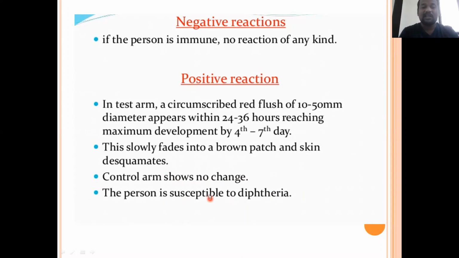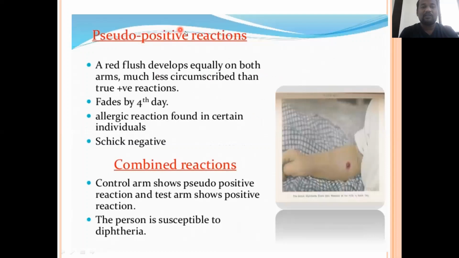That person needs diphtheria toxoid injection, since the person is susceptible to diphtheria. Once the individual gets red swelling in the test arm, we need an injection of diphtheria toxoid, when it is a positive reaction. There are two other kinds of reaction: a pseudo-positive reaction and a combined reaction.